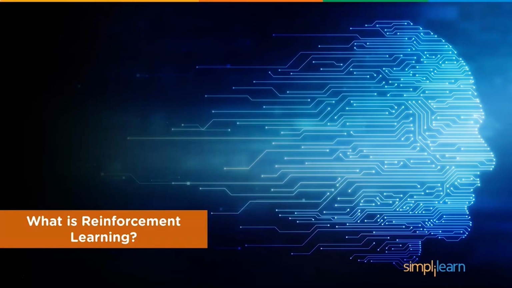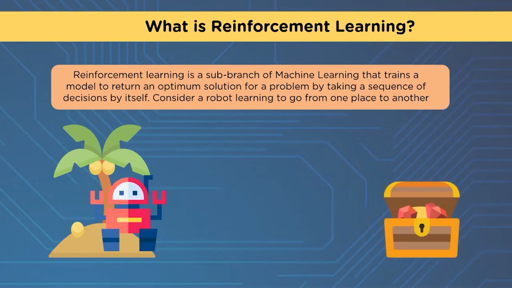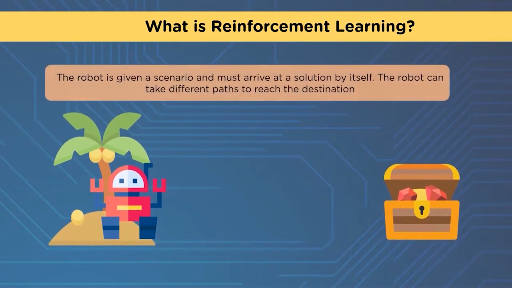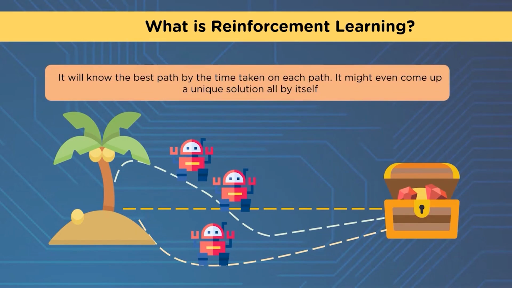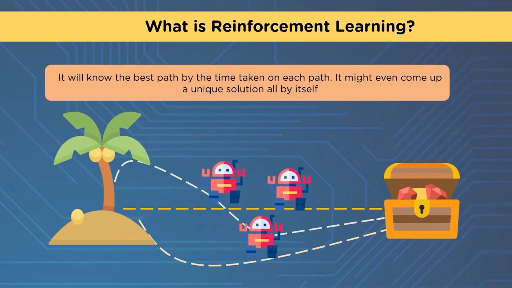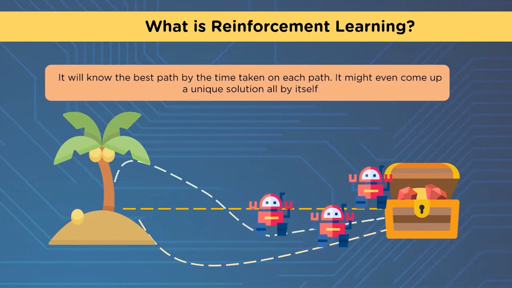So what is reinforcement learning? Reinforcement learning is a sub-branch of machine learning that trains a model to return an optimum solution for a problem by taking a sequence of decisions by itself. Consider a robot learning to go from one place to another. The robot is given a scenario and must arrive at a solution by itself. The robot can take different paths to reach the destination. It will know the best path by the time taken on each path. It might even come up with a unique solution all by itself. And that's really important as we're looking for unique solutions. We want the best solution, but you can't find it unless you try it.